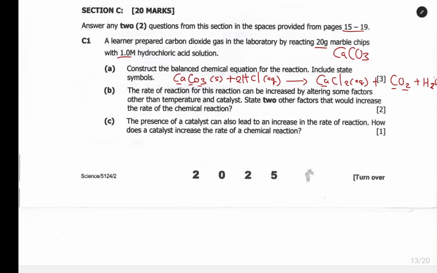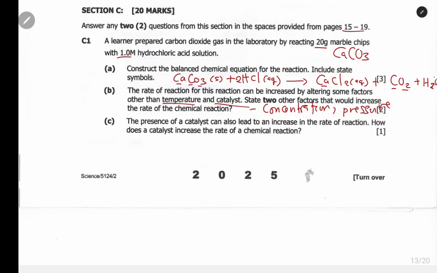Then the second question: the rate of reaction for this reaction can be increased by altering some factors other than temperature and catalyst. State 2 other factors that would increase the rate of chemical reaction. So other factors we have include the concentration of a substance, and you need to know how it does that. Then you need to talk of pressure.